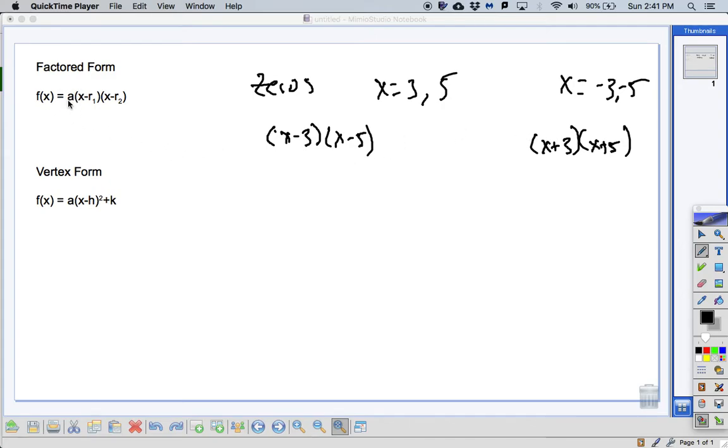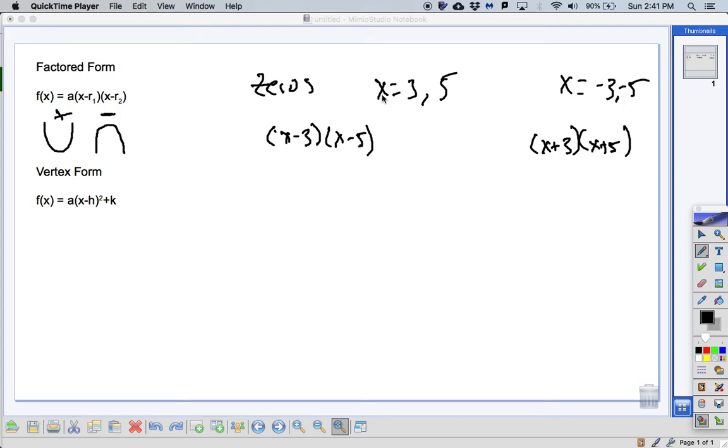Okay, now we've got to talk about this a. This a is telling you whether your parabola opens up or opens down. When a is positive, it's shaped like a U and it opens up. If a is negative, it's shaped like a rainbow and it opens down. So for our purposes, we don't care what the value of a is. I just want to know if it's positive or negative. So I'm going to let you pick any old a you want. But if it's opening up, pick an a that's positive, and if it opens down, pick an a that's negative.